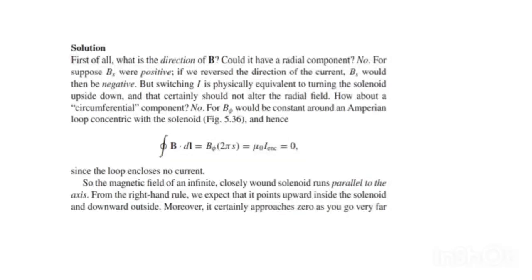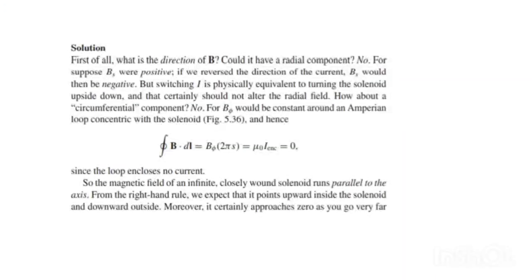So for this problem, the solution can be written as follows. First we will find the direction of the magnetic field. For that we should know whether a radial component is present or not. Here there is no radial component. Suppose Bs were positive; if we reversed the direction of the current, then Bs would be negative. But switching I is physically equivalent to turning the solenoid upside down, and that certainly should not alter the radial field. And there is no circumferential component.